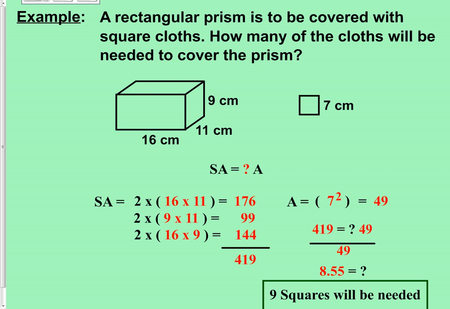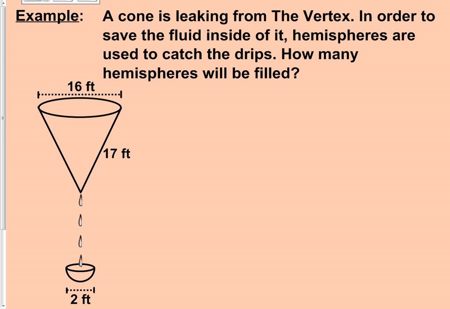I've got one more problem here for you, and I want you to give this one a try. Please do not say "I don't get it." Use the other two examples as a template for how to move through these problems. That's why I give you examples, so that you can try to get it. A cone is leaking from the vertex. In order to save the fluid inside of it, hemispheres are used to catch the drips. How many hemispheres will be filled?